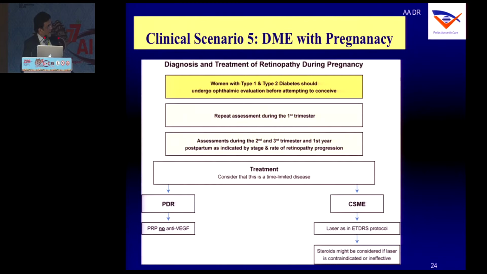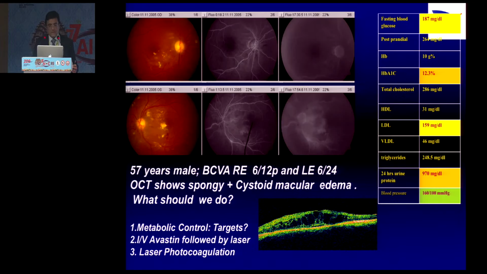In DME or diabetic retinopathy in a pregnant woman, it's important not to inject anti-VEGFs. So if you have a diabetic macular edema, you could either wait or you could inject steroids. But if you have laserable PDR, go ahead and do the laser. Laser is not a contraindication.